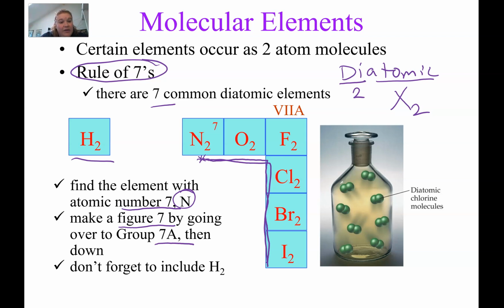Now there are other atoms that do this as well outside of the diatomic. S8 is one of them. So this is forming 8 sulfur atoms into one molecule. The ones that you need to remember are these 7 diatomics though.